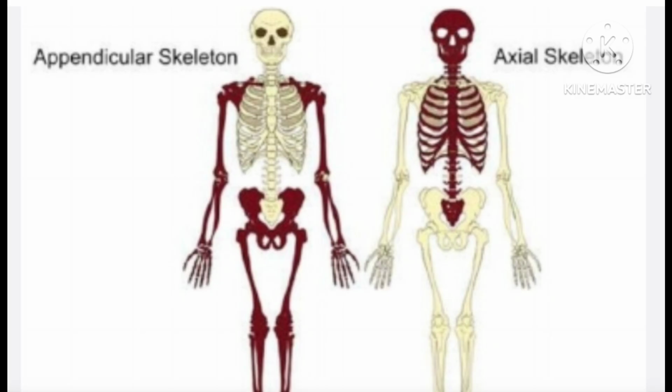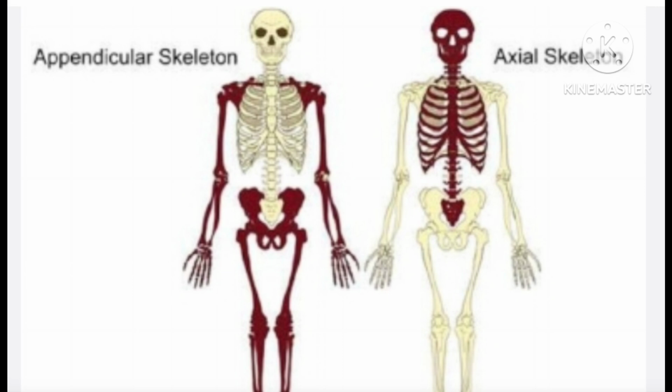Firstly, our skeleton is divided into two types. It is called the axial skeleton and the appendicular skeleton. Axial skeleton means bones that are present at the center of the body, for example, skull bone, vertebra, rib bones. All these are considered axial skeleton bones. And bones that are attached to the axial skeleton are called appendicular skeleton. For example, bones in the hands and bones in the legs.